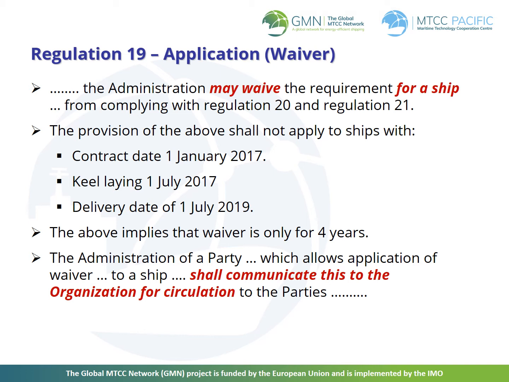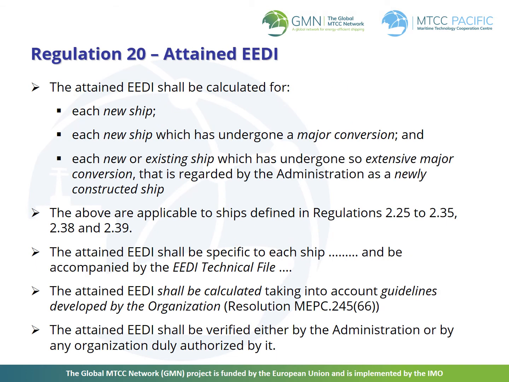The provision of the above shall not apply to ships with the following: contract date 1st of January 2017, keel laying date 1st of July 2017, delivery date 1st of July 2019. The above implies that waiver is only for 4 years. The administration of a party which allows application of waiver to a ship shall communicate this to the organization for circulation to the parties. This regulation deals with the attained EEDI and specifies the need for its calculation and verification.